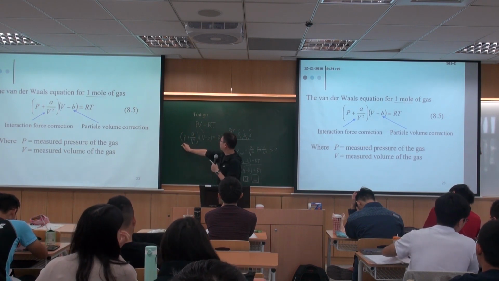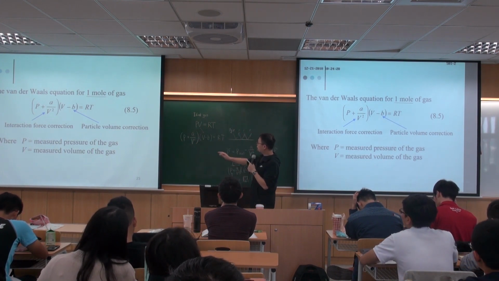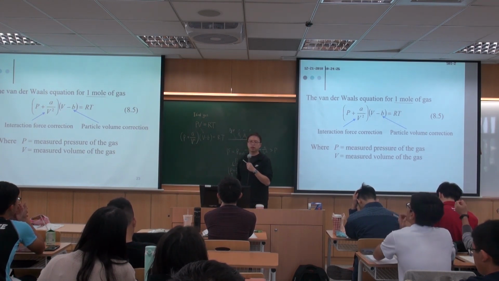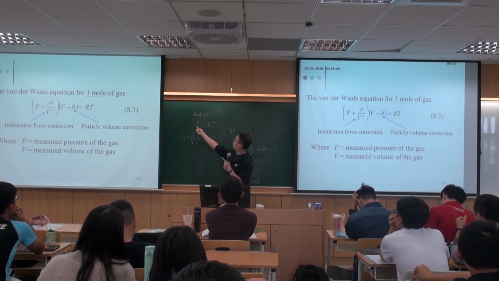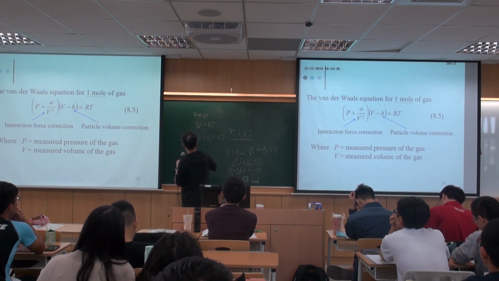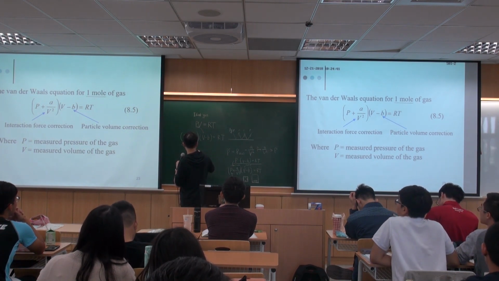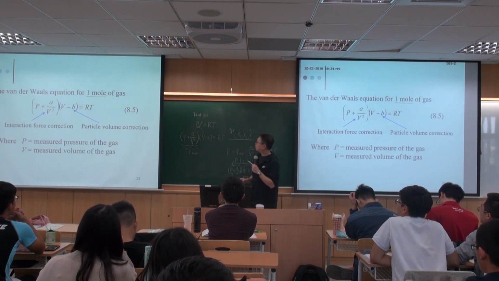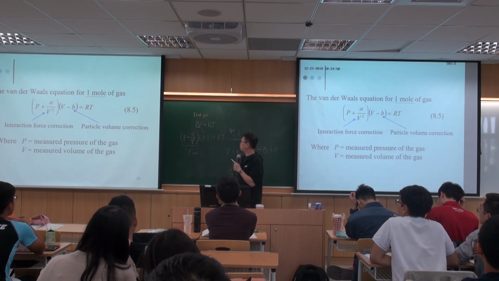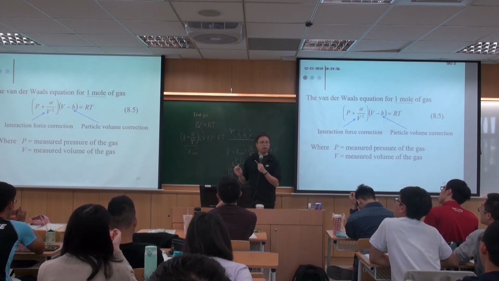The reason why we have a plus a over V squared term here is because we want this pressure term to behave similar to an ideal gas pressure term. So let's say this is P ideal. But this is the thing that we measure, right? This P is the pressure that we measure. And we know that this pressure should be less than the ideal gas pressure.